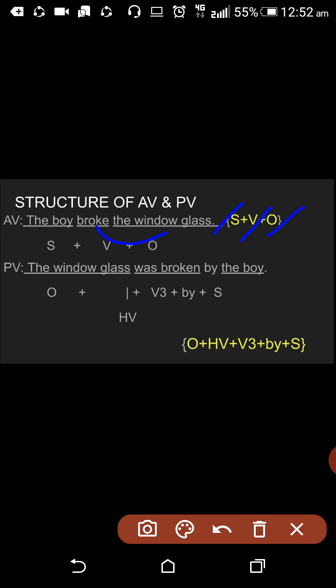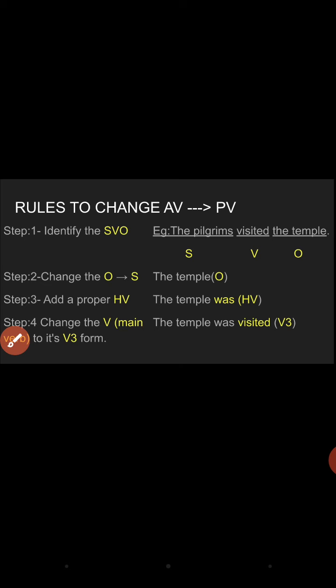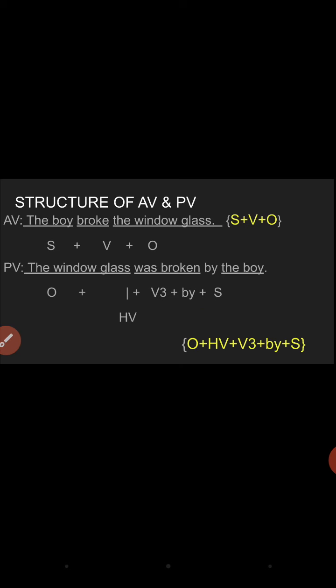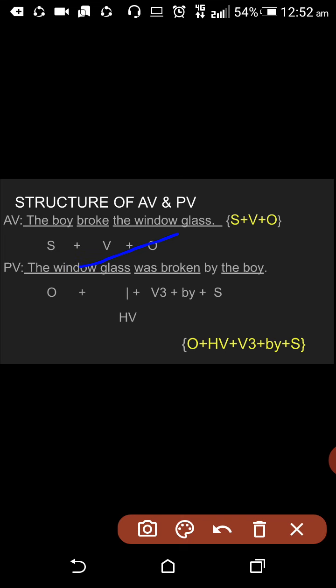Next, passive voice, the structure of passive voice. If you see the window glass, the object has come here. The object of active voice has come as subject of passive voice. Then broke is changed to was broken. I have added a new word here, was, that is helping verb.